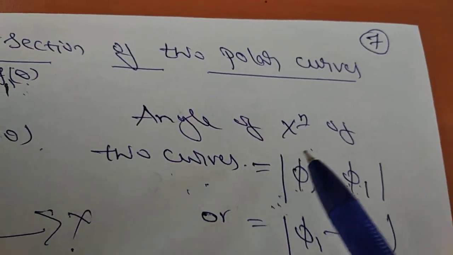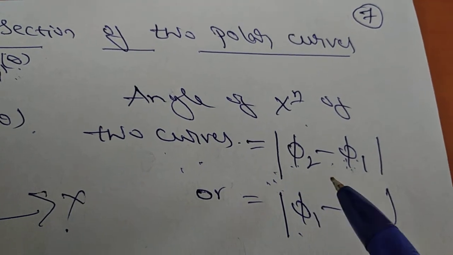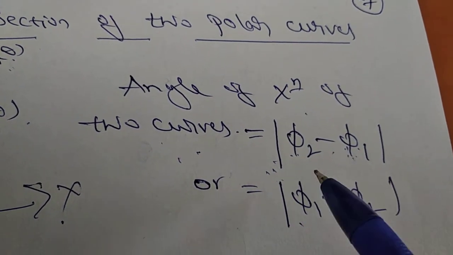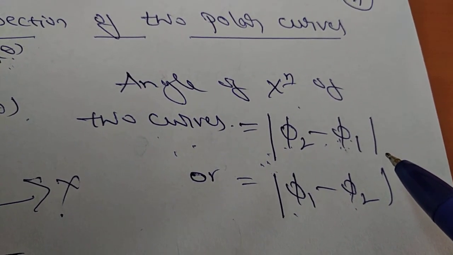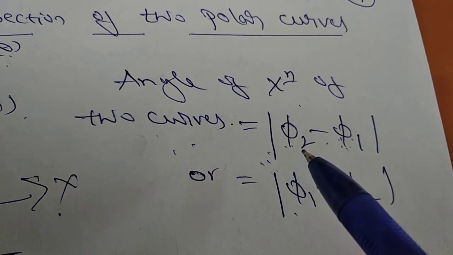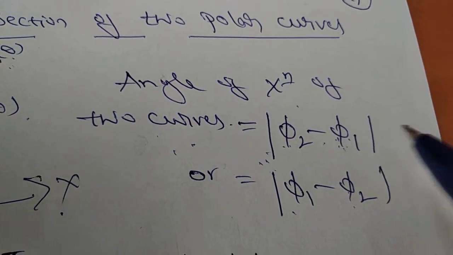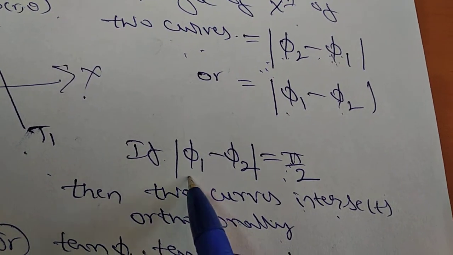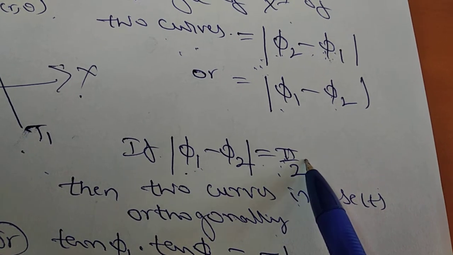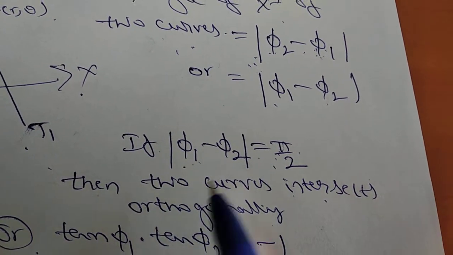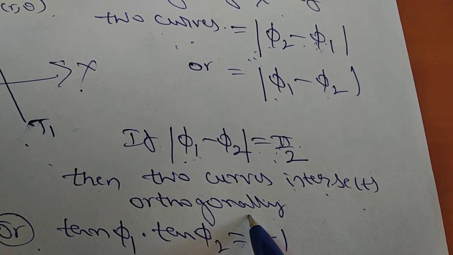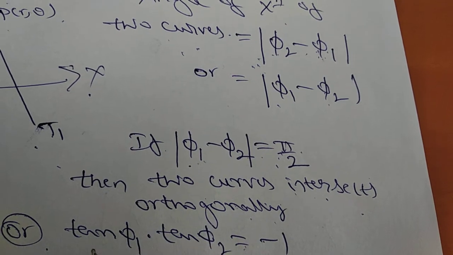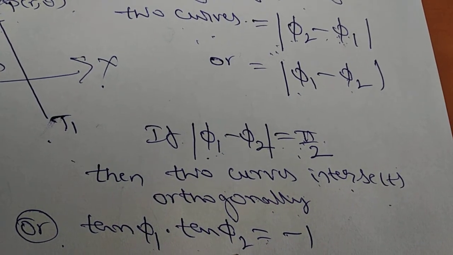So here, angle of intersection of two curves. That formula is modulus of psi 2 minus psi 1 or psi 1 minus psi 2. What is psi 1? Angle between radius vector and tangent for the first curve. What is psi 2? Angle between the radius vector and tangent to the second curve. So if the angle between the two curves, meaning two lines, is equal to 90, so that means pi by 2, then we say that the two curves intersect orthogonally or intersect perpendicularly. So tan psi 1 into tan psi 2 is equal to minus 1.